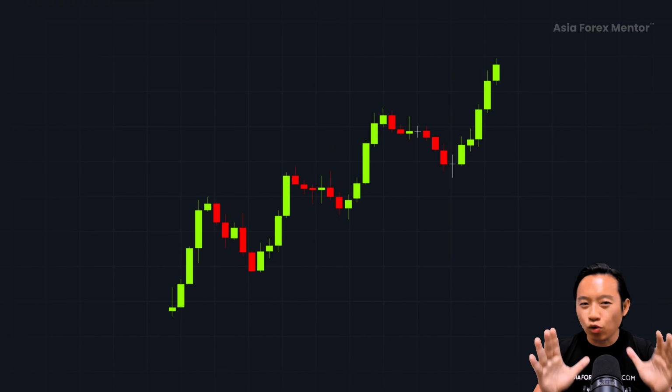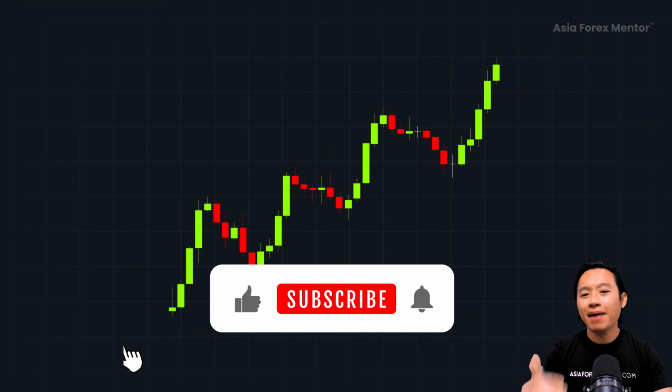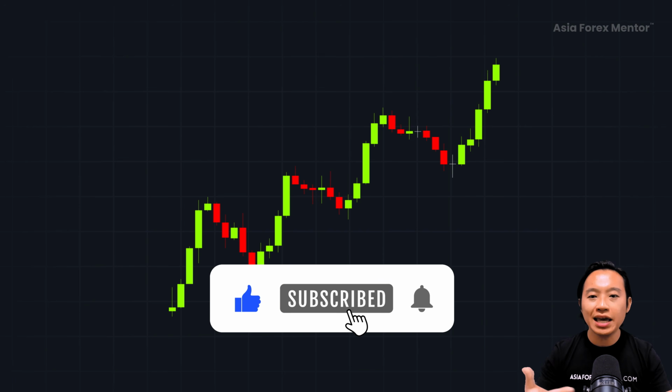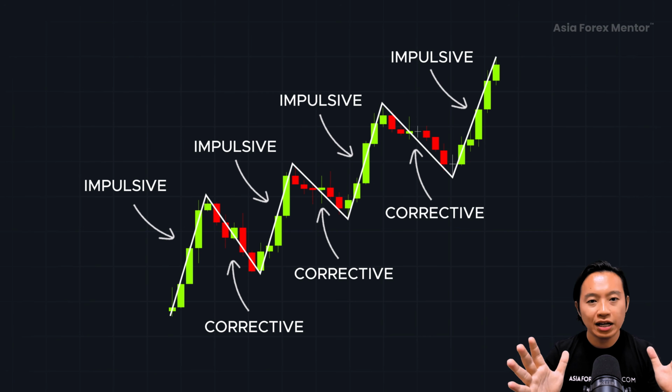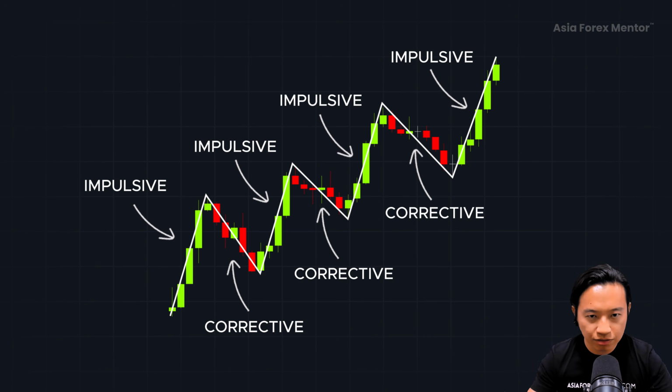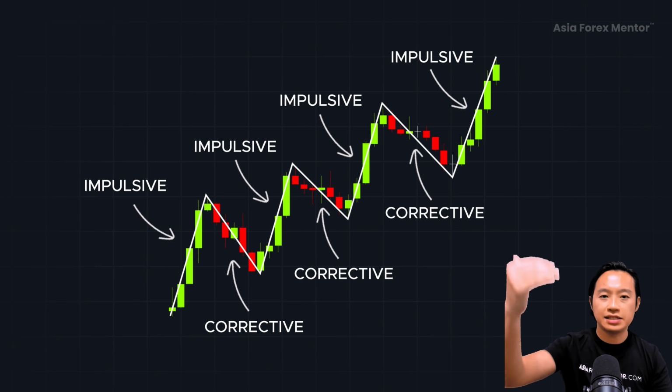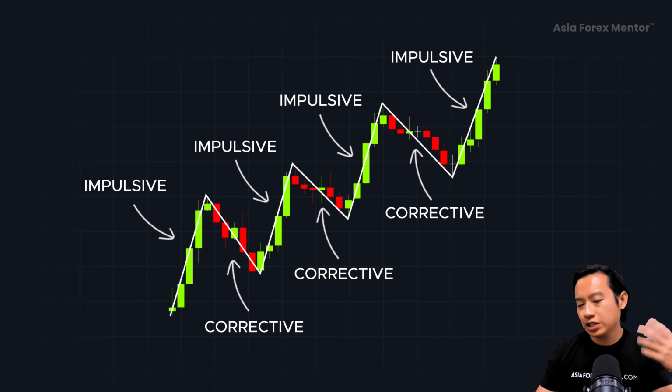Okay, so now let's start with the basics. The market constantly moves in impulsive and corrective waves. This is the fractal nature of the market that is driven by the behavior of all the participants in the market, reflecting their buying and their selling actions. So this is important to understand the overall theory behind the market.